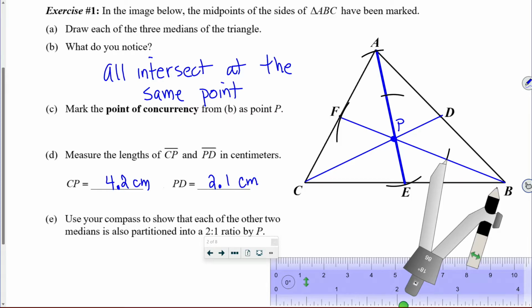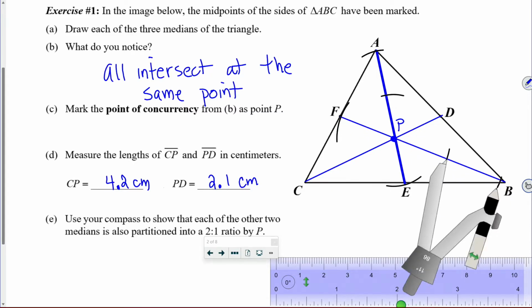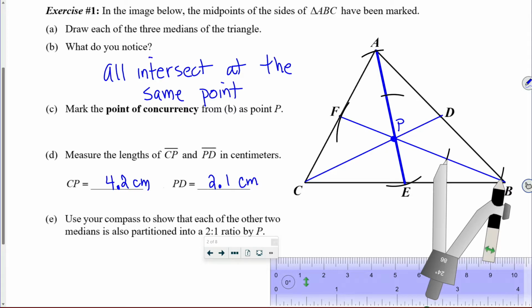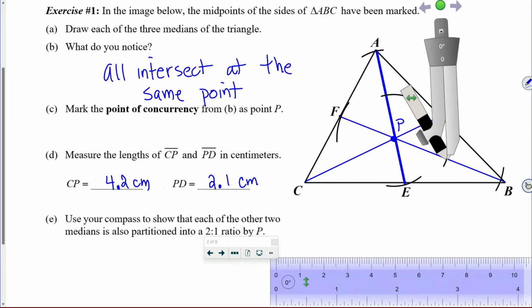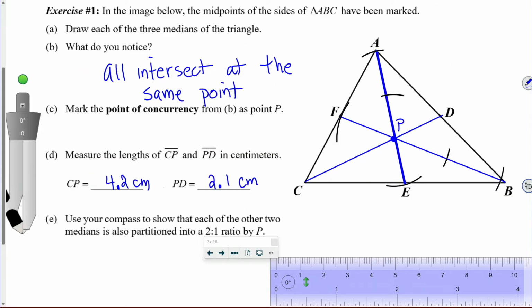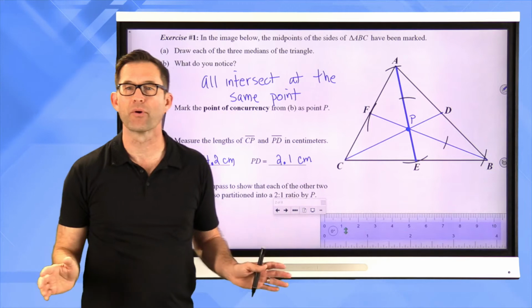Come on. And oh, this one's a little bit off. And no, I don't want that. And that should be exactly 2 to 1 again, but I think my location of P is a little bit off there. All right. But what a cool property, right?